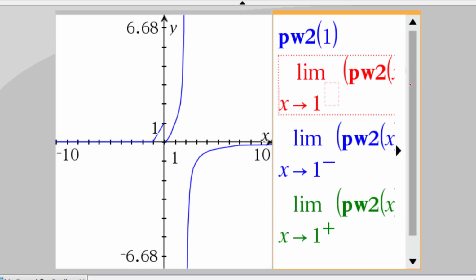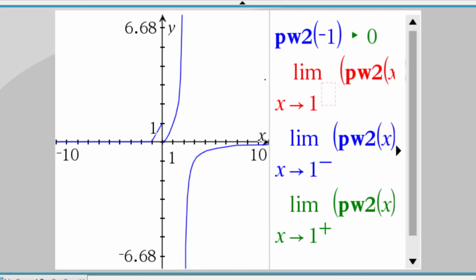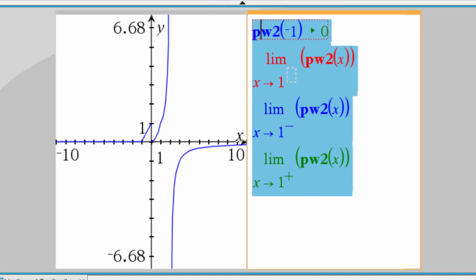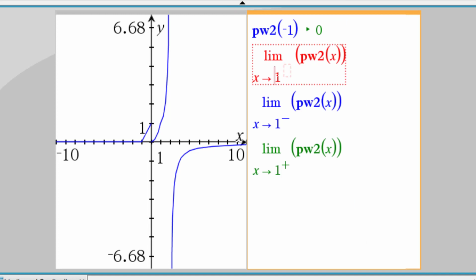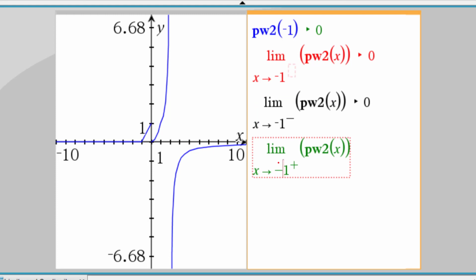Now if you look at my calculator screen, I'm going to start with the first point, which was -1. If I put that as -1, it says that's 0. I'll just move more to the other side, and make the font a little bit smaller. Then let's check the limit at -1, and that's 0. Let's change it to the left-hand limit at -1. That's 0 as well. And the limit at -1 from the right hand side is 0 as well. So it's continuous.